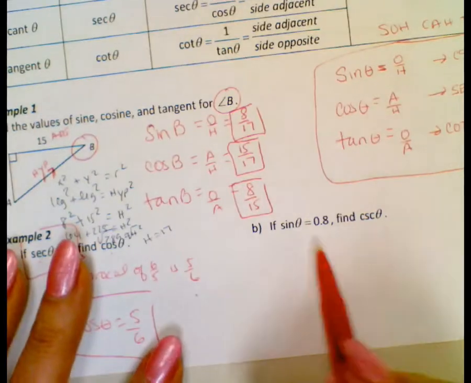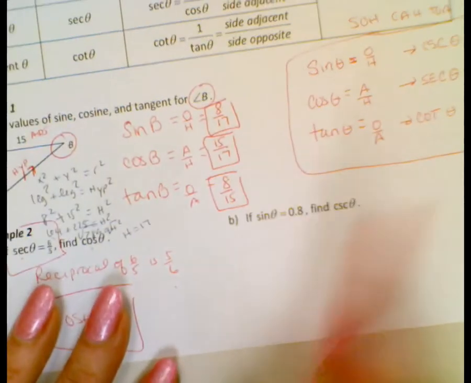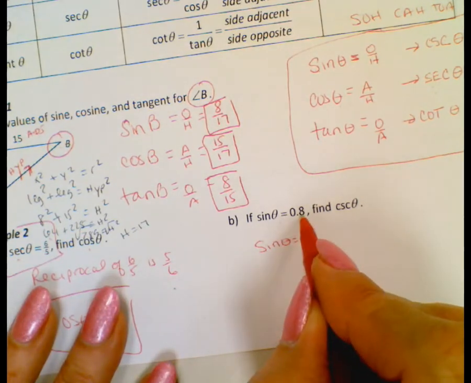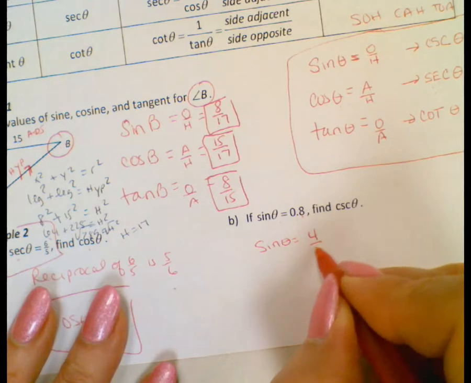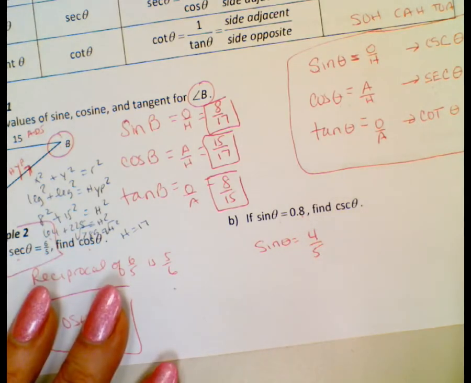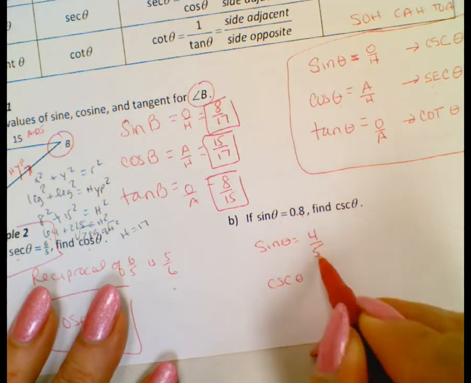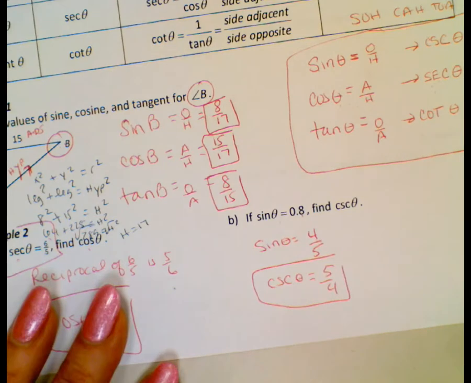Now in this one, sine and cosecant are reciprocals. It's right here, sine and cosecant. So you can't flip a decimal. So on your calculator, punch in 0.8 and then math, enter, enter. Tell me what you get. Did you say 4/5? You're right. Good job. So what's the reciprocal of that? If sine is 4/5, then cosecant is 5/4. That's your answer.